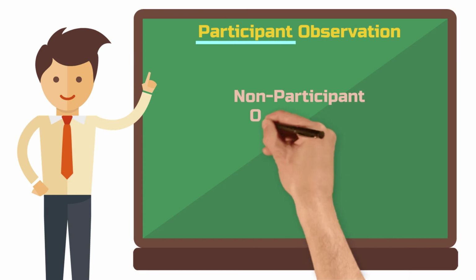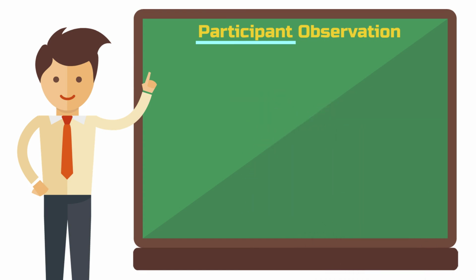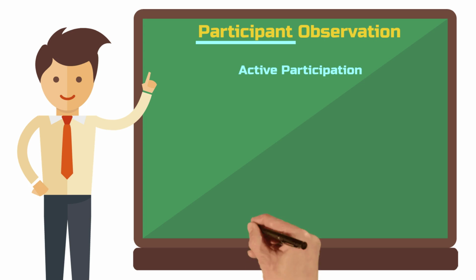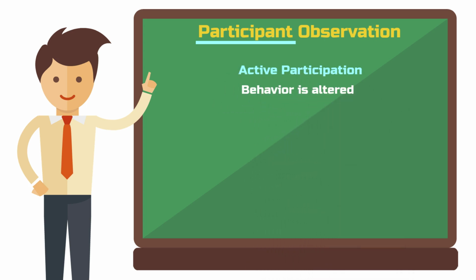In non-participant observation, you would avoid any interaction altogether. However, active participation also has a significant drawback. The people you observe may alter their behavior simply because you are participating. This effect must always be considered and critically discussed.